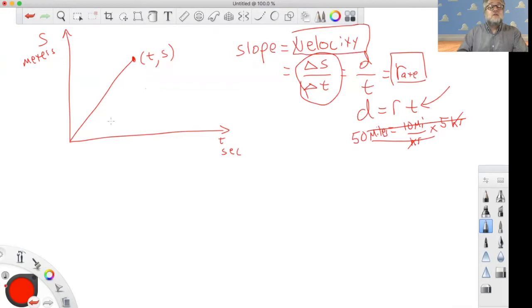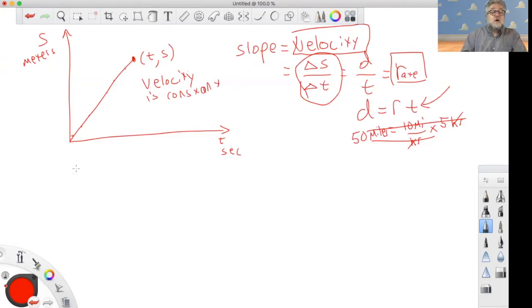And when I look at this straight line graph, I notice that in a straight line, the slope doesn't change. It's supposed to be a straight line. Pretend it is. Humor me. So the slope is constant, so the velocity is constant.